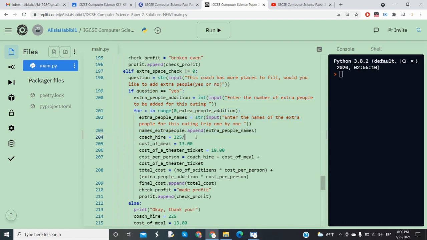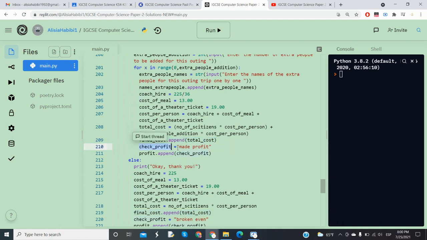And then again, it calculates the total cost, which we can see here by dividing the coach hire of $225 by the max number of people that can be on this coach, which is 36, and then adding that to the cost of meal and theater, which finds the cost per person. And then, of course, the total cost is the number of citizens times the cost per person, plus the extra people addition times the cost per person. And then finally, this final cost dot append is used to add the total cost that has been found.